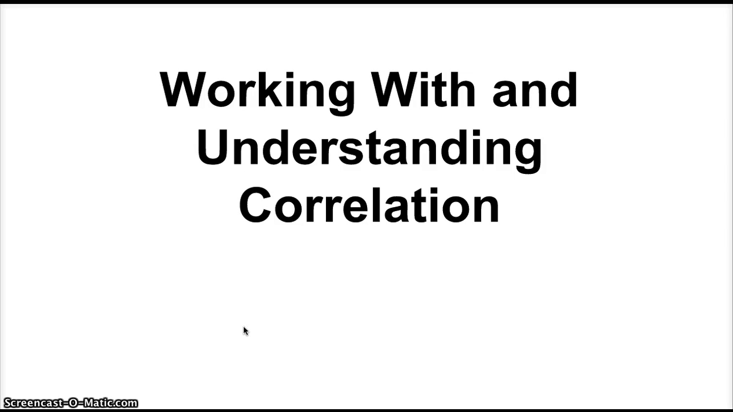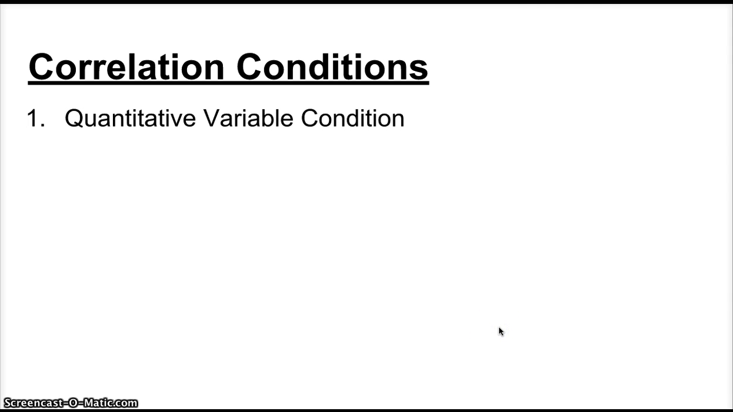Okay, this is just going to be a quick video on working with and understanding what correlation is. There's some conditions you have to check before you're able to find the correlation coefficient or talk about correlation. The first one is: are your two data sets quantitative variables? If they're quantitative variables and they have units, then that condition's met.